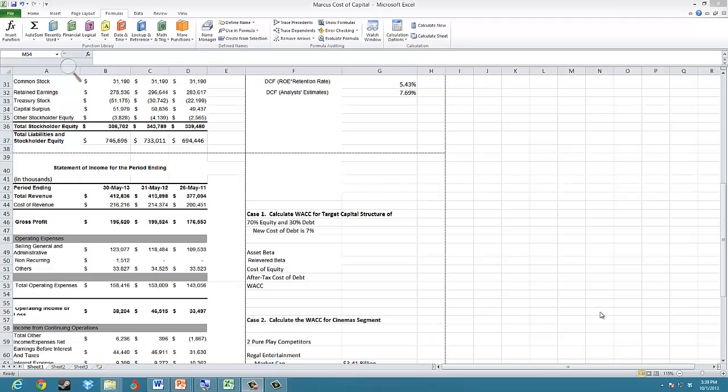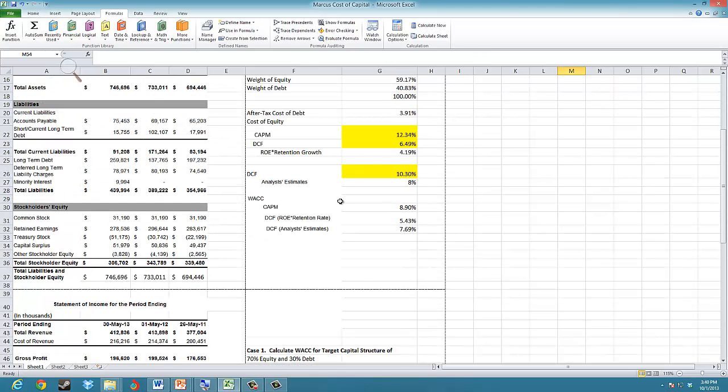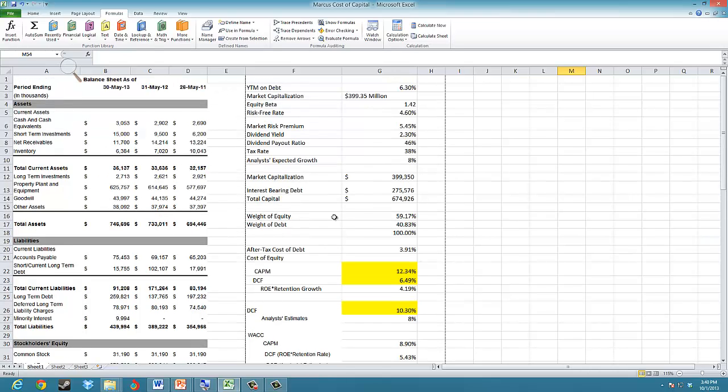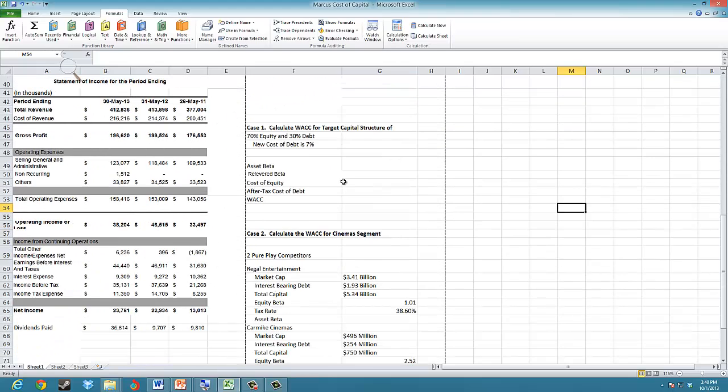Alright, in this video we're going to look at two cases. The first case, we're going to recalculate the weighted average cost of capital for the Marcus Corporation using 70% equity and 30% debt. In a previous video we calculated the weighted average cost of capital for Marcus Corporation, but that was with their existing capital structure of 59.17% equity and 40.83% debt. So we're going to change that.